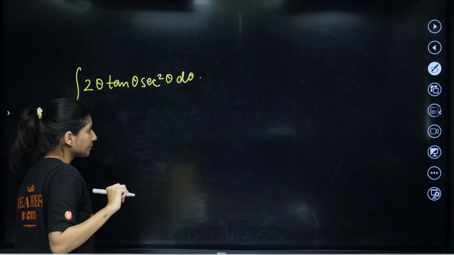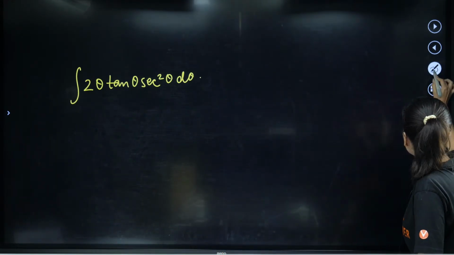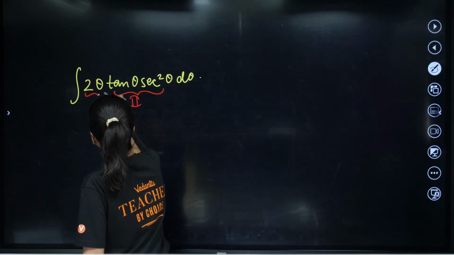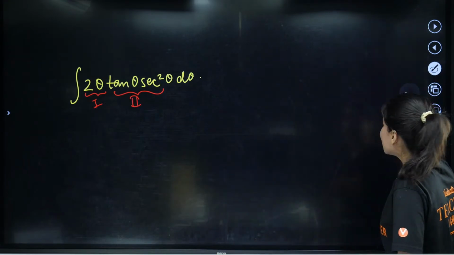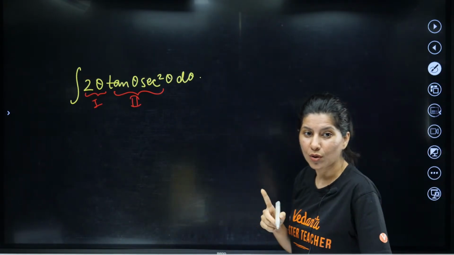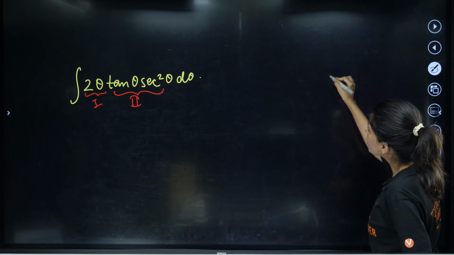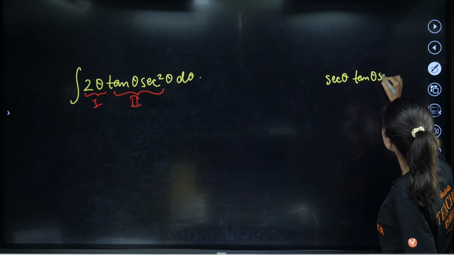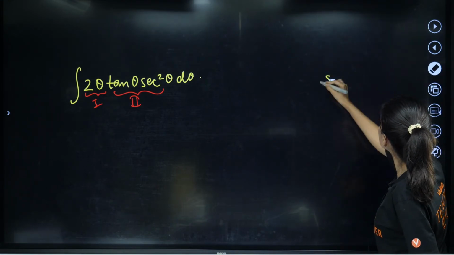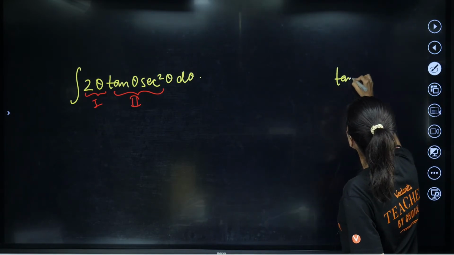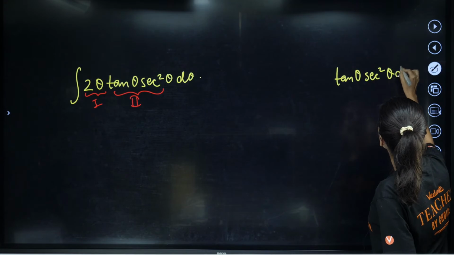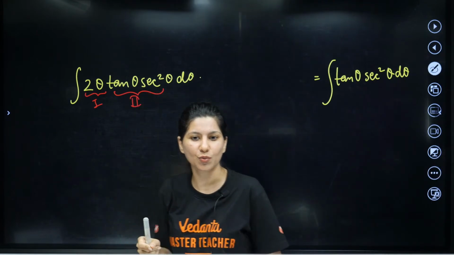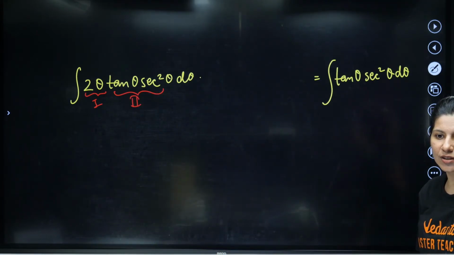So obviously, trigonometry will be the second one. This will be the second, and this will be the first function. But we should know the integration of the second function. Do we even know the integration of sec theta tan theta, or rather, let me just say tan theta sec square theta? Can anybody tell me the integration of this? Because I want to know the integration of the second function.